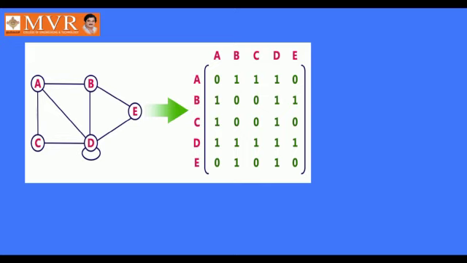First, consider the first line. From A to A, there is no edge, so it is given as 0. From A to B, there is an edge, so the value is given as 1. Like that, from A to C, there is an edge, so it is given as 1. From A to D, it is given as 1 since there is an edge. And from A to E, there is no direct edge, so it is given as 0. This representation is known as adjacency matrix representation.